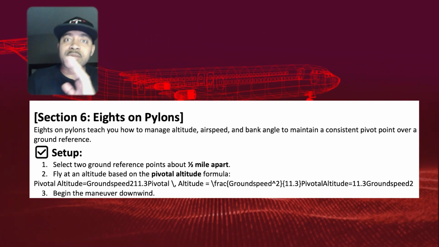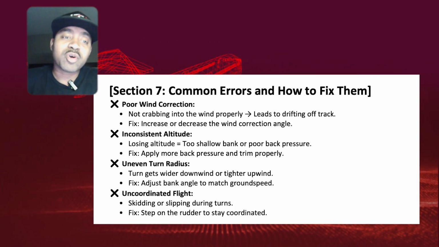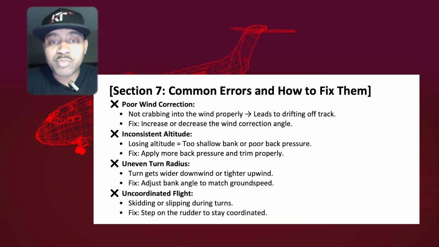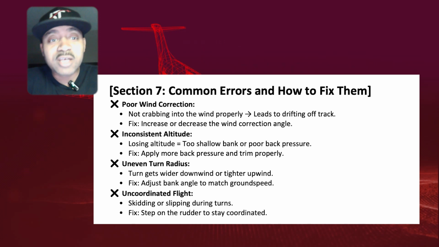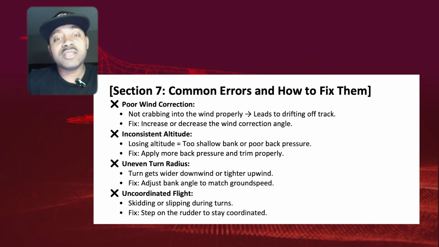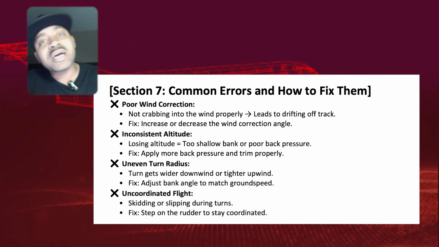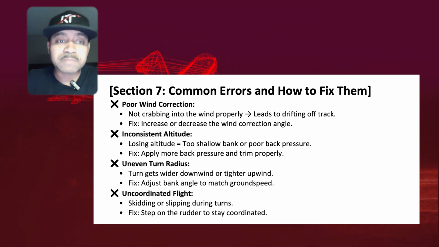Disregard. So the common errors when you're looking at your ground reference maneuvers is poor wind correction. So you're not crabbing into the wind properly, which leads to drifting off track. To fix it, increase or decrease the wind correction. It takes practice. You got to learn to finesse this and figure it all out.